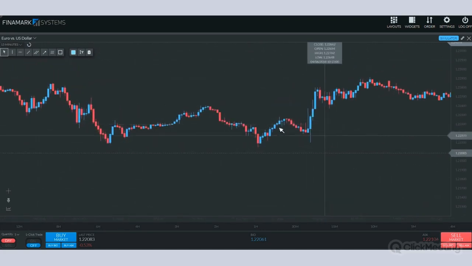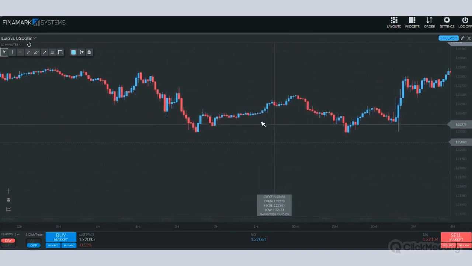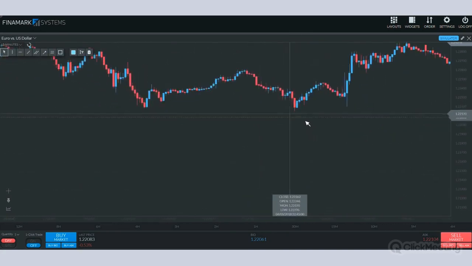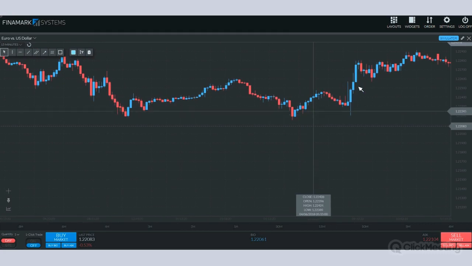Let's see. There's a nice little bullish swing. Let's see what we've got on this one. We've got a very powerful one over here, and we have one right here to the left of it. We'll check them both out and see what we've got.